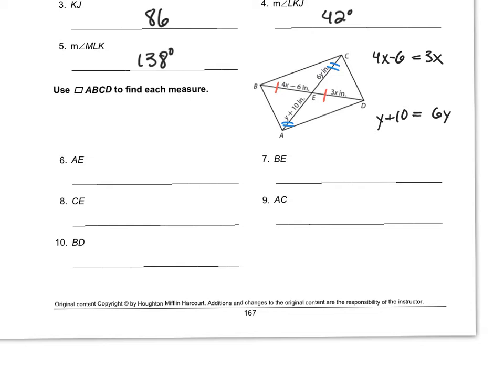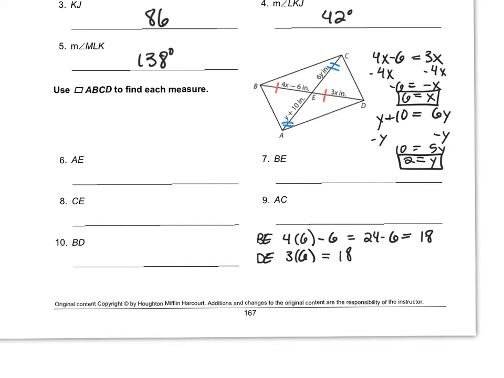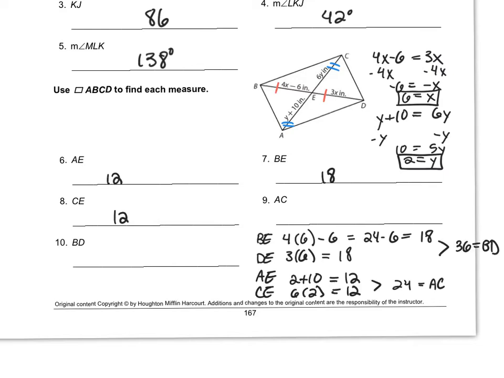Great, so we've used the angle bisector property to write a couple of equations here. Now let's solve the equations to find the values of x and y. Great, so now that we know x and y, we can just substitute those into our expressions to see the value of each piece of the diagonals. So we can see that both BE and DE are equal to 18, and AE and CE are both 12. So then BD would be 36, and AC would be 24.